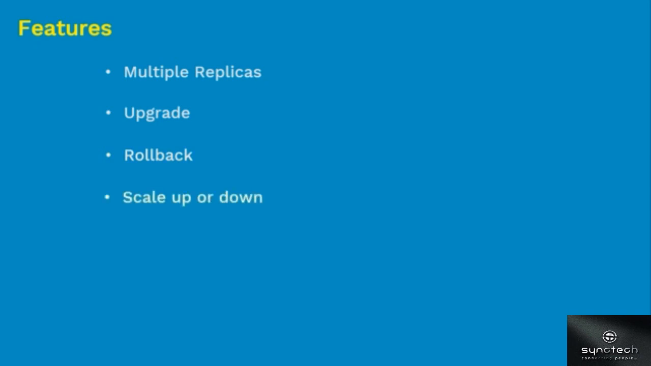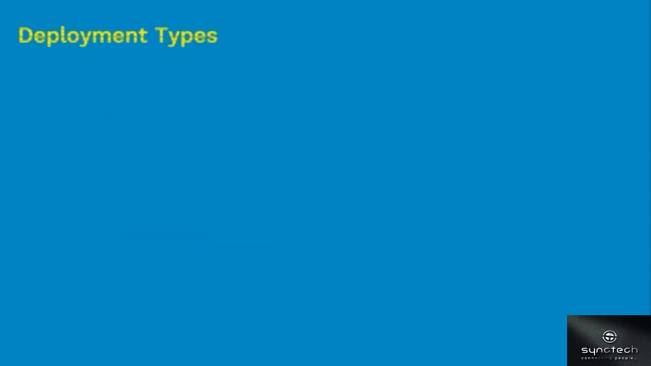Fourth, scale up and scale down. Once you have deployed your application, you can scale the application instances up and down based on the load. For this, all you need to do is update the replica field in the deployment spec file accordingly. Finally, pause and resume. You can pause a deployment in progress as and when needed. You can use this feature to test and validate a new version of the application. So these are the primary features of deployments. And now let's take a look at different types of deployments.